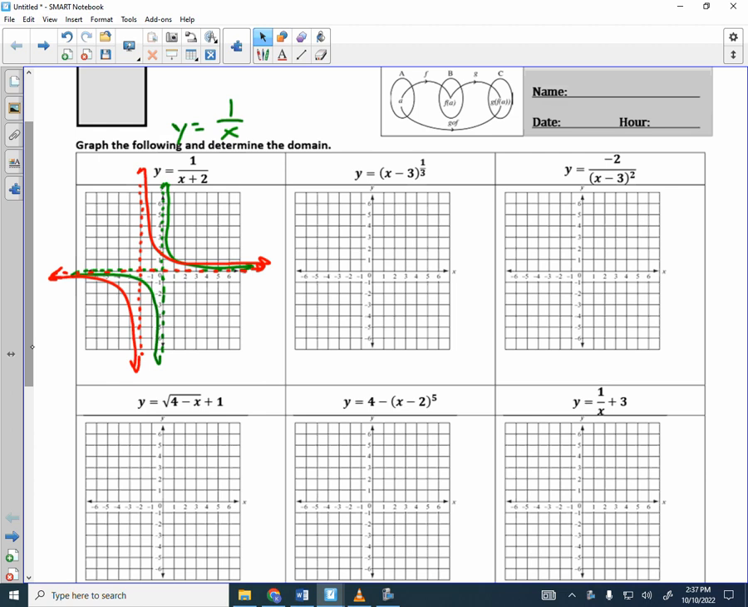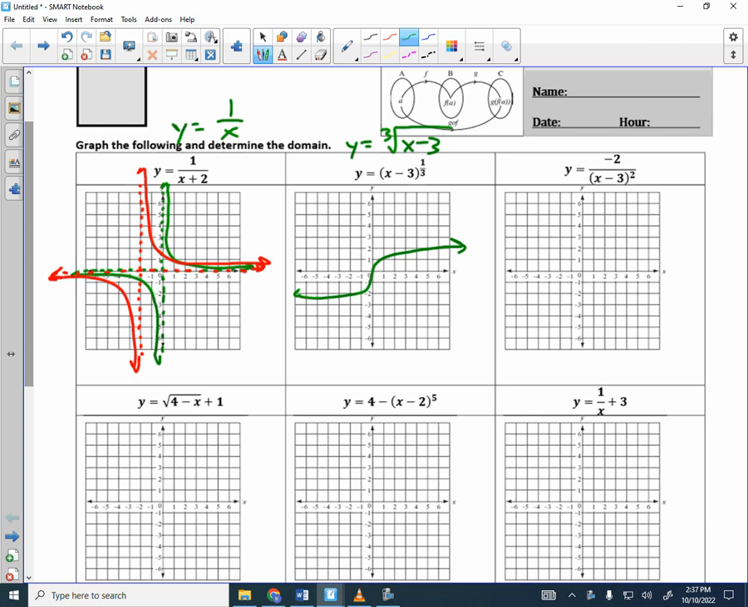The next one, you may say, well, Mr. Gantz, we didn't talk about that. Well, we did. This is the cubed root of x minus 3. So do you remember what a cubed root function looked like? Looked like that, didn't it? Because the domain of a cubed root is all real numbers. You can take the positives and the negatives. So that's our cubed root function.